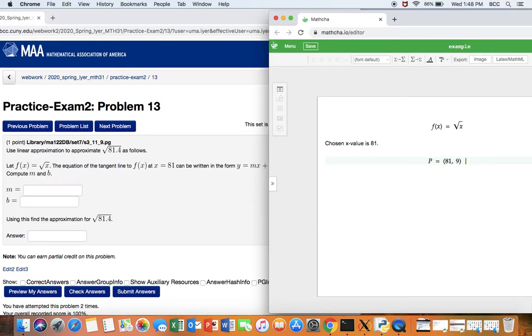See, if you forget, remember, this comes from the fact that the point is always (a, f(a)). You understand? a is the chosen x value. All right, keep that in mind. So this is what we are using. The point P is (81, 9).